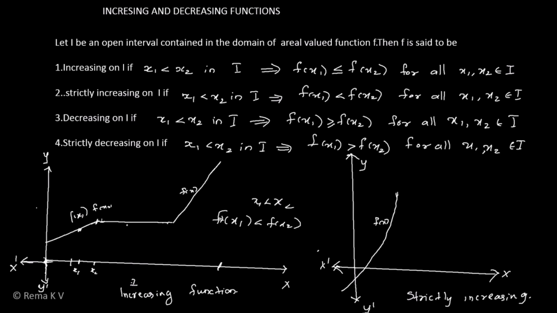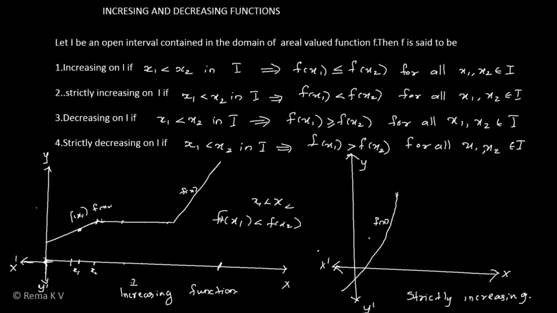And if we consider any two points here, if this is x1 and this is x2, the corresponding f of x1 and f of x2 are these two, and then f of x1 is equal to f of x2. So in these cases, as we move from left to right through this interval, the value of f of x is increasing gradually. That is, the function is increasing. Sometimes the values may be equal or f of x1 is less than f of x2. In both these cases, this function is increasing.